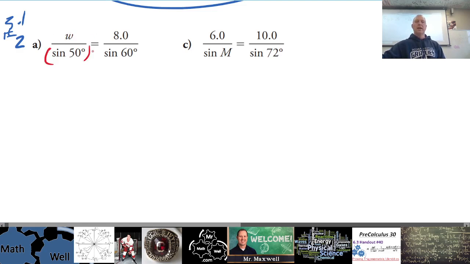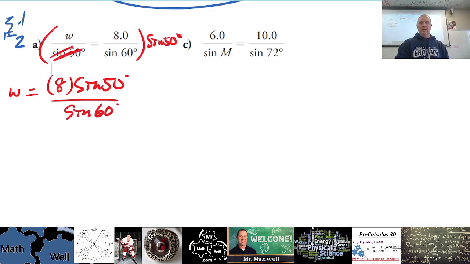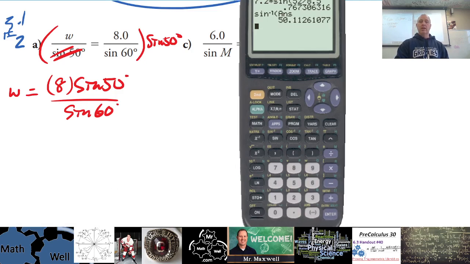Here we're going to take sine of 50, and I'm going to multiply both sides by the sine of 50, so that I will eliminate sine of 50 from the bottom over here. And so this becomes W equals 8.0 times sine of 50 on top, and divided by sine of 60 on the bottom. Okay, so when I multiply this, it eliminates that denominator there. So it's only one step, and then you can get on your calculator.